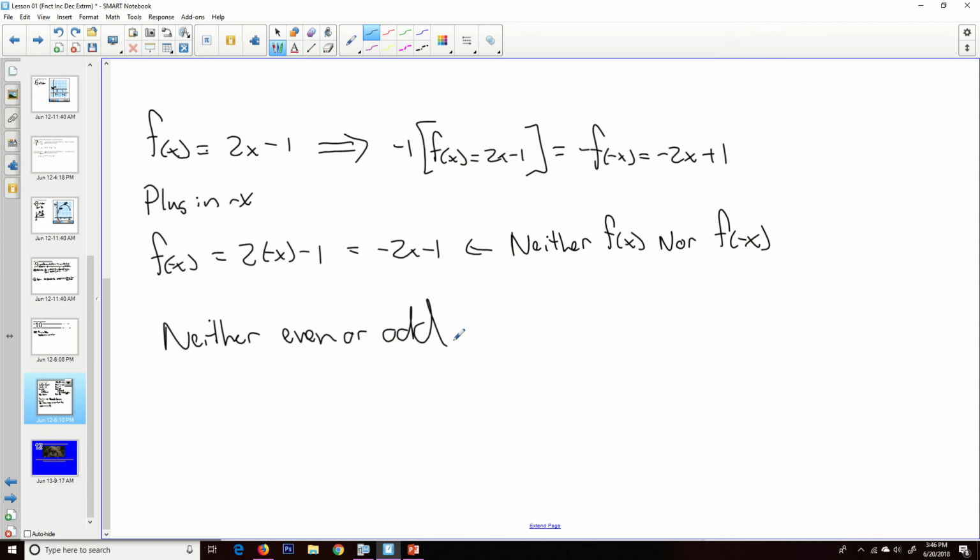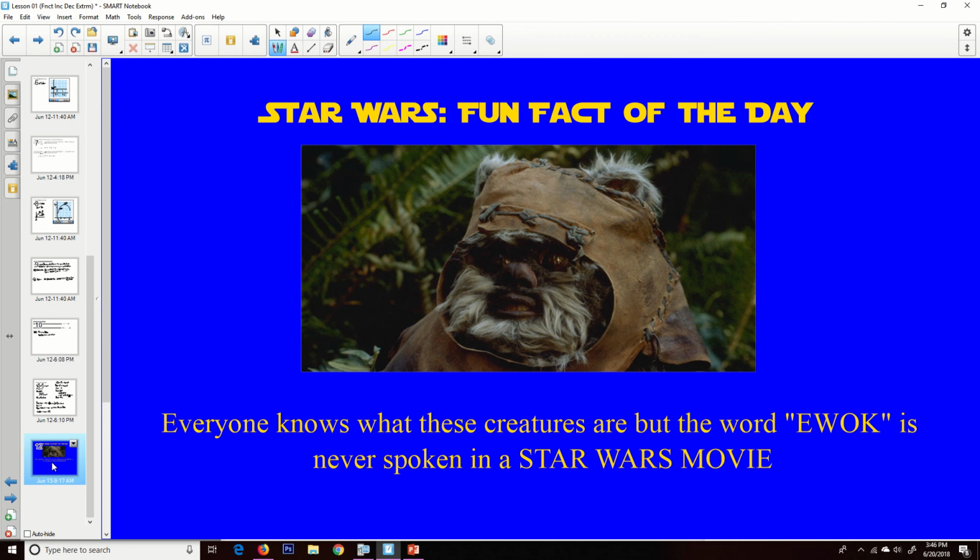And so we're finished with the day, so we will finish up with our Star Wars fun fact of the day. Most everyone knows that the creatures in that picture are called Ewoks. But that word is never spoken in any Star Wars movie. So that's my fabulous fun fact of the day.